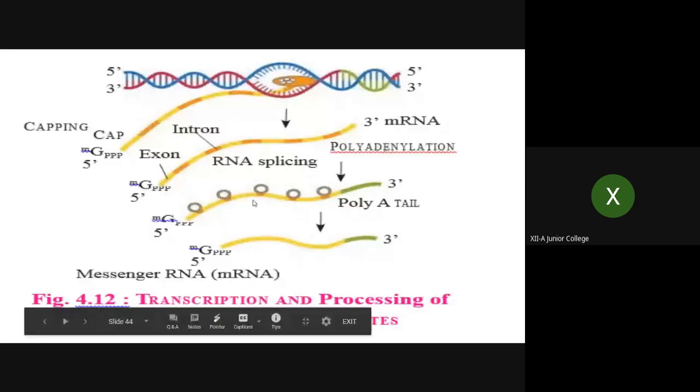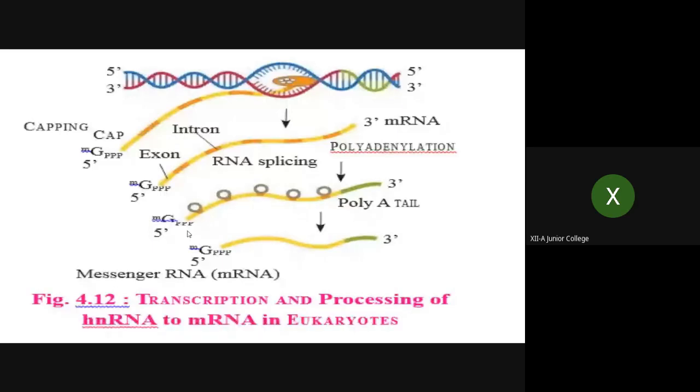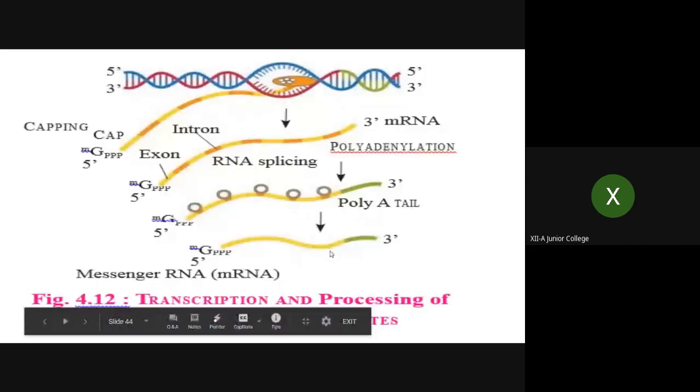Then the addition of a methylated guanosine triphosphate cap at the 5' end is called capping. And tailing is what? Addition of adenine nucleotides at the 3' end is called polyadenylation. When these three steps are completed, this mRNA is ready to work, that means function. It has become mature for the next step. And what is the next step? As I told you, it is translation.